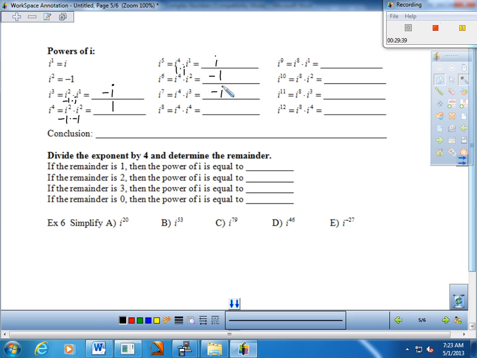And what you would see if you did this all the way through, so we can expedite this along, is that the exact same pattern repeats. It goes i, then negative 1, then negative i, and then 1. And if I was to continue this pattern, i to the 13th, 14th, 15th, and 16th, it would be that same cycle of 4. And that's exactly the piece that we'll look at in this last look here.